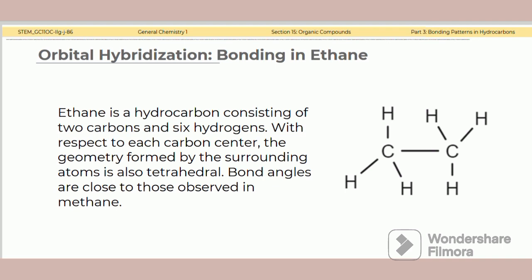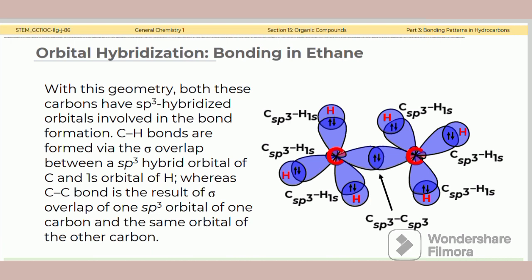Ethane is a hydrocarbon consisting of 2 carbons and 6 hydrogens. With respect to each carbon center, the geometry formed by the surrounding atoms is also tetrahedral. Bond angles are close to those observed in methane. With this geometry, both these carbons have sp3 hybridized orbitals involved in the bond formation. Carbon-hydrogen bonds are formed via the sigma overlap between an sp3 hybrid orbital of carbon and the s orbital of hydrogen, whereas the carbon-carbon bond is the result of sigma overlap of one sp3 orbital of one carbon and the same orbital of the other carbon.